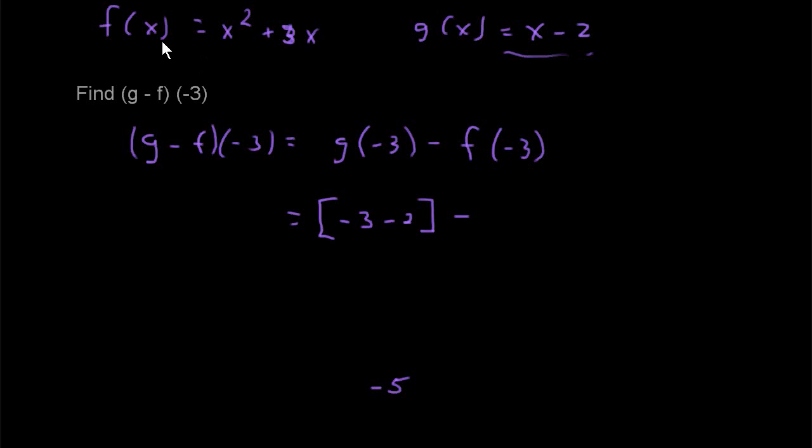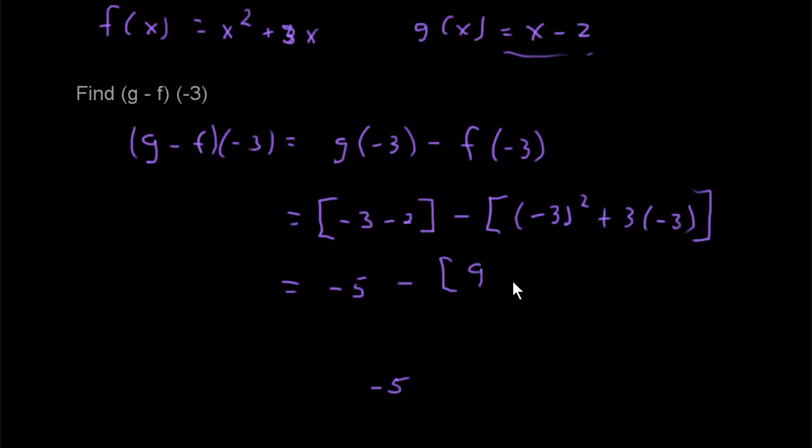We're going to replace the x with negative 3 in that function, so we'll have negative 3 squared plus 3 times negative 3, and what do we get? We get a negative 5 here. Subtract, and if we square negative 3, that gives us 9. Plus 3 times negative 3, what's that? That's negative 9. So we'll have 9 subtract negative 9 is 0. We'll have negative 5 subtract 0, and that gives us our answer, negative 5, for the third problem.